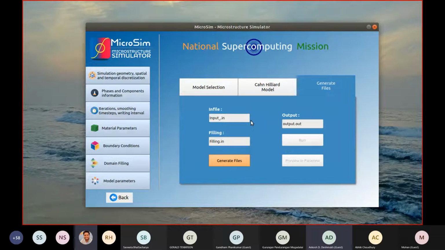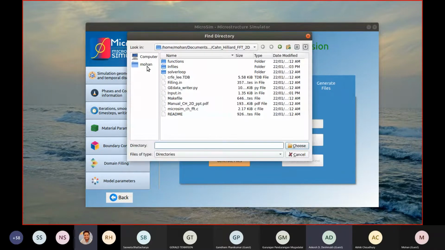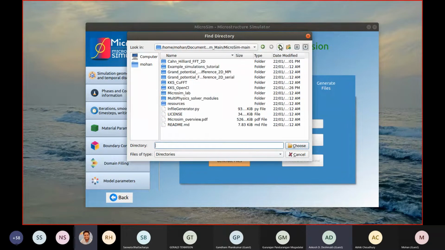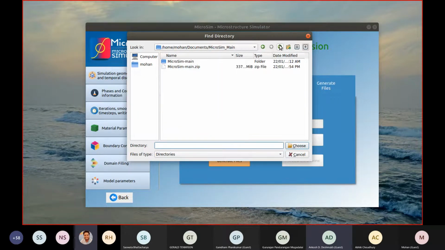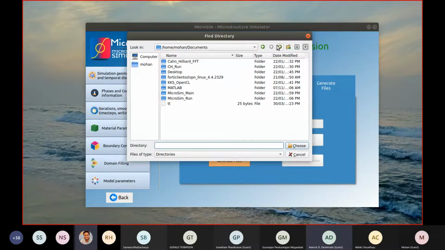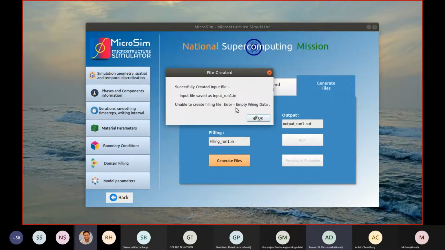To run the simulation, I'll name it run 1 here also, so that we can keep track of what is going on. And generate files, so I'm going to generate them in a different folder. Unlike the previous solver, where I had some issue with OpenCL, that is slightly strict. The overhead comes with the cross-platform compatibility. The overhead is always there with OpenCL, but here we can see I'm going to create one demo run, and I'm going to choose this folder.